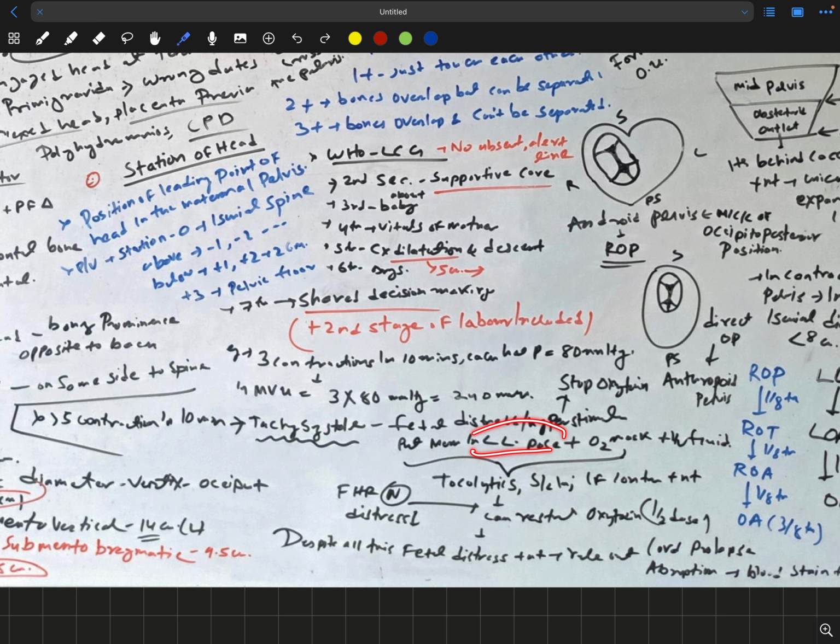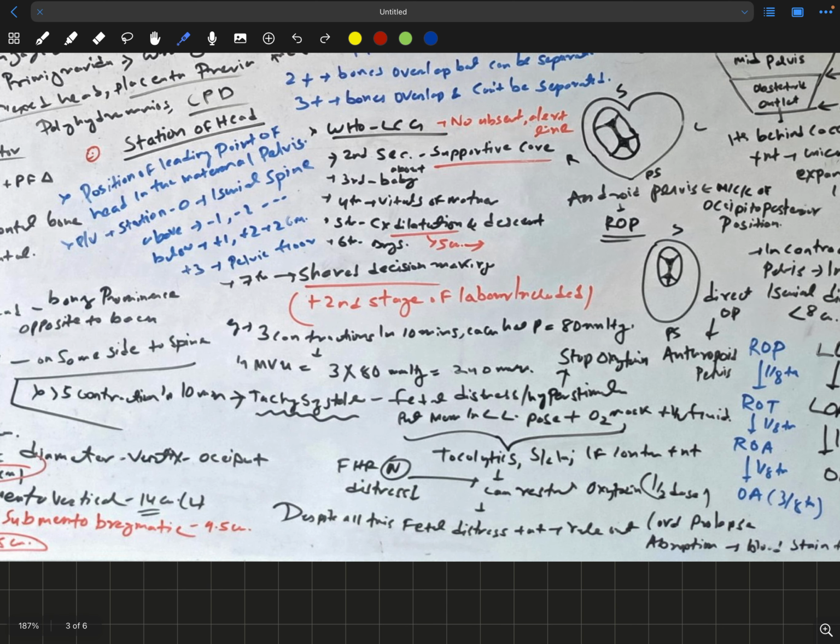Another thing is, what will be the management in case of tachysystole or fetal distress? Put the mother in the left lateral position, give her an oxygen mask, give her IV fluid. After that, if there is no change or the fetal distress persists, we can use tocolytics, that is terbutaline. Tocolysis is not first-line because it also has side effects.